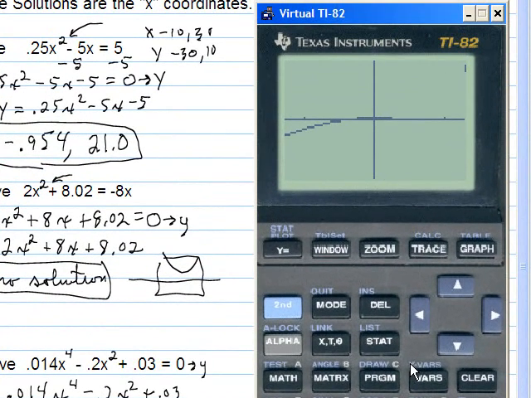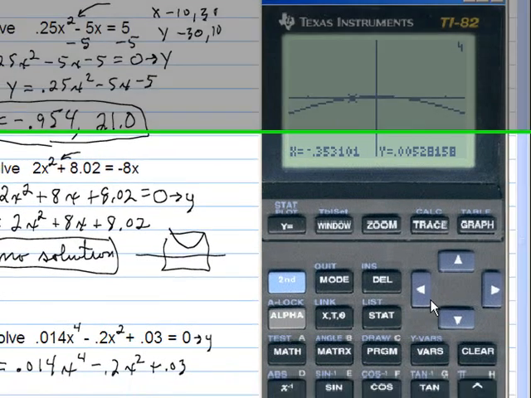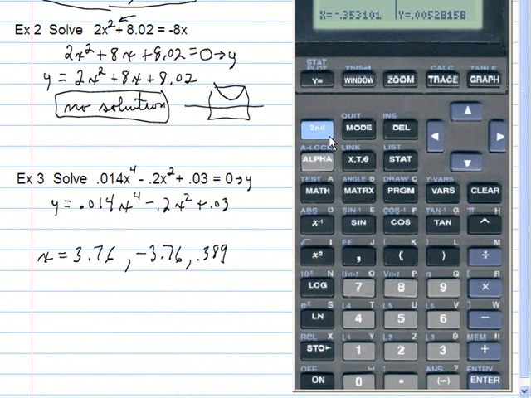You can see it crossing through right there. So let's see if we can do it from there. Now I'm going to hit trace. Get my tracer going and trace over to where it looks like they cross, which is right in there. So I want to do second trace 5. Is this your first function? Yes. Is this your second function? Yes. Is this your guess? Yes.